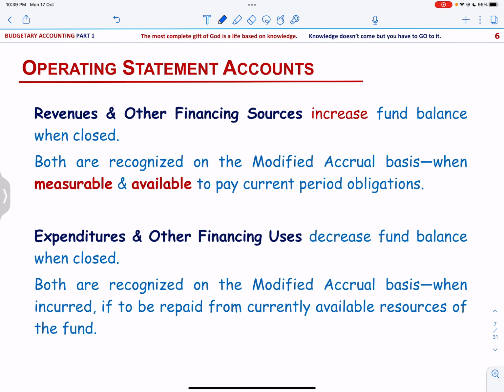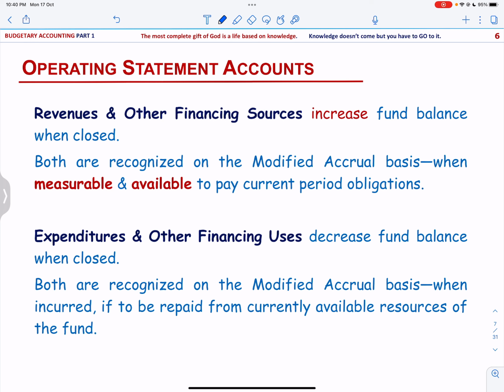Revenues and expenditures are different from estimated revenue and estimated expenditure. Estimated revenue are the budgetary accounts, and they don't go to financial statement account. Rather, the estimated revenues when closed increase the fund balance. Revenues and expenditures are the operating statement accounts, and both are recognized on the modified accrual basis. Revenues are recognized when measurable and available to pay current period obligations, and expenditures decrease fund balance when closed and are recognized if expected to be paid from current available resources of the fund.